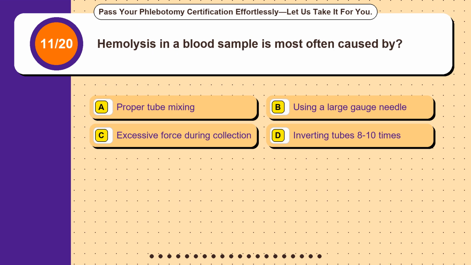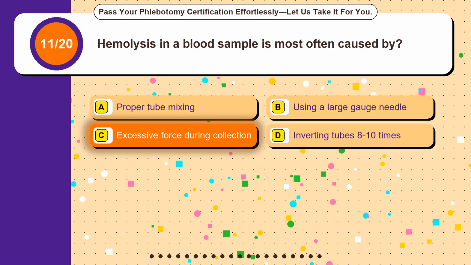Hemolysis in a blood sample is most often caused by option A, proper tube mixing. Option B, using a large gauge needle. Option C, excessive force during collection. Option D, inverting tubes 8 to 10 times. The correct answer is option C, excessive force during collection.